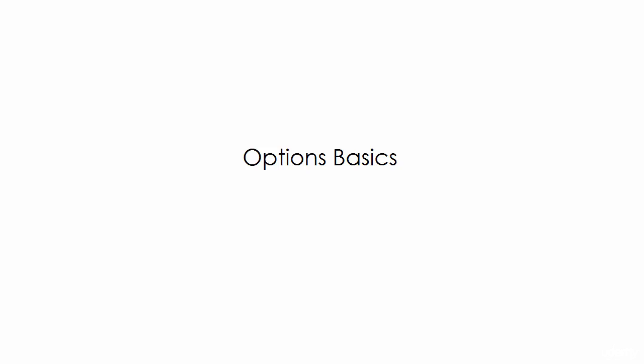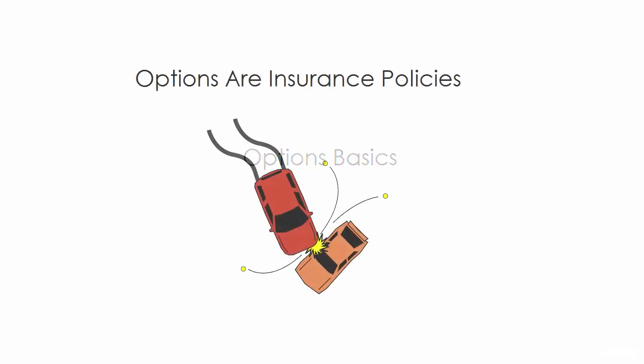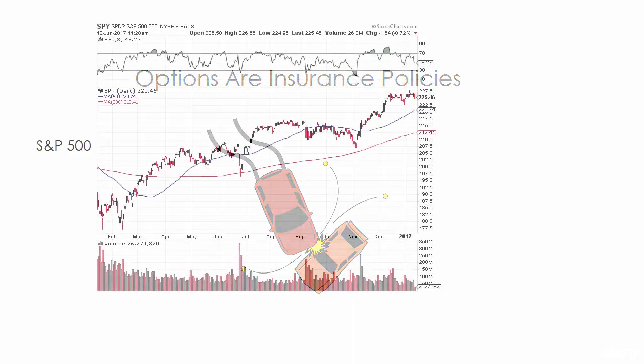I think the best analogy for understanding options is to think of them as insurance policies. Everyone knows how car insurance works. You pay $100 a month for protection, and if you get in an accident, your policy pays off. If not, it expires worthless and you need to buy another month of it. Options are insurance policies for stocks.